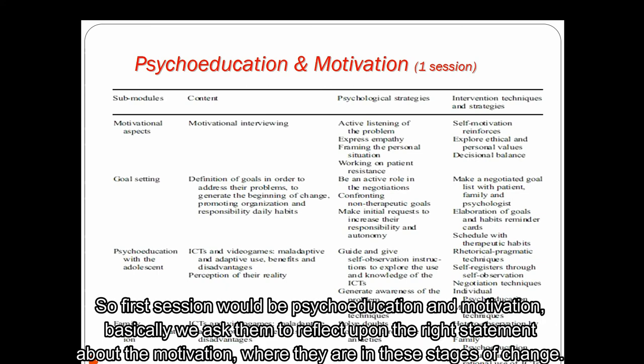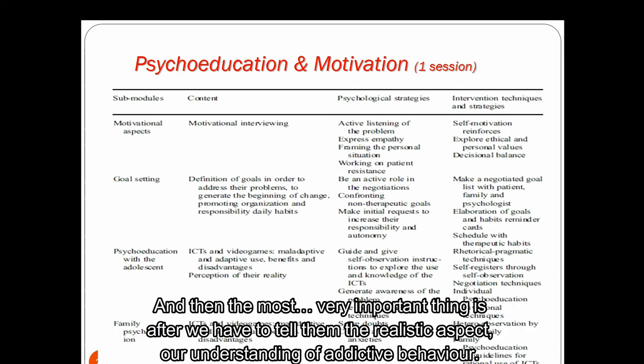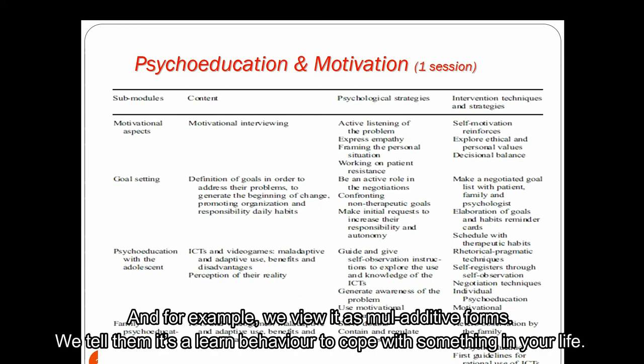So the first session will be psychoeducation, motivation. Basically, we ask them to reflect upon the right statement about their motivation, where they are in the stages of change. And then a very important thing is we have to tell them the realistic aspect and what our understanding of addictive behavior is. For example, we view it as a maladaptive form. We tell them it's a learned behavior to cope with something in your life, okay?